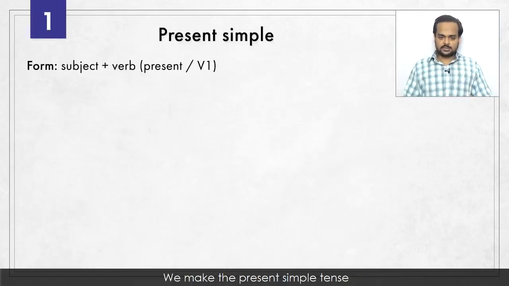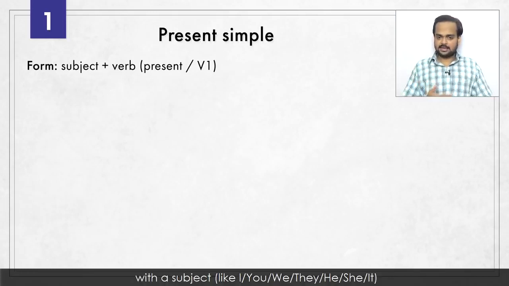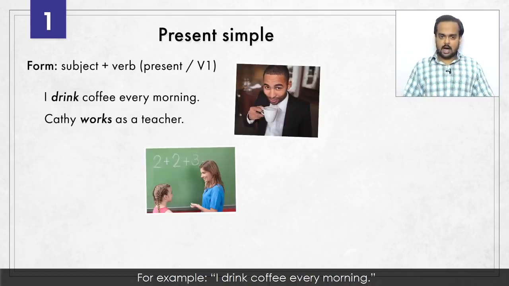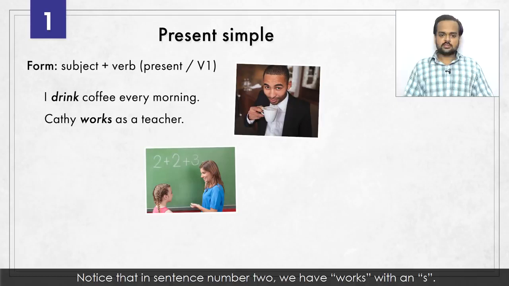We make the present simple tense with a subject like I, you, we, they, he, she, or it, and a verb in the present or the V1 form. For example, I drink coffee every morning. Kathy works as a teacher. Notice that in sentence number 2, we have works with an S.